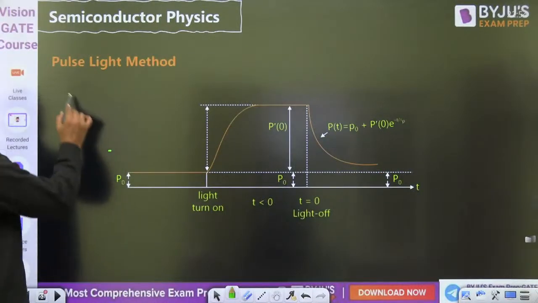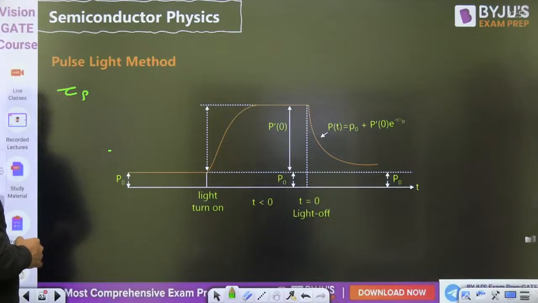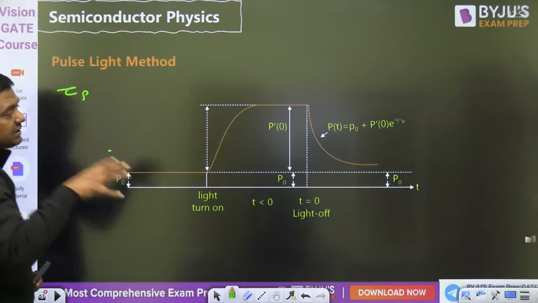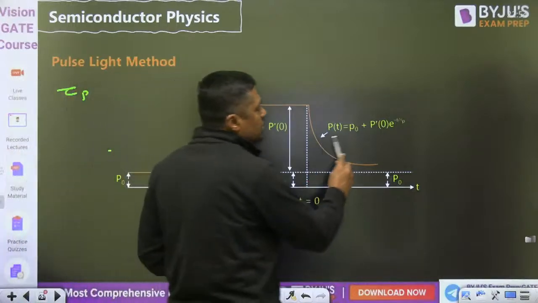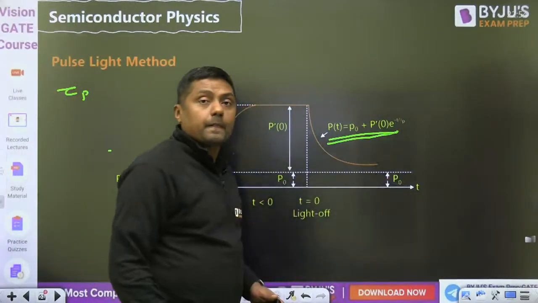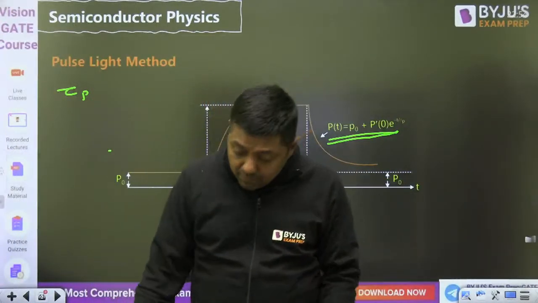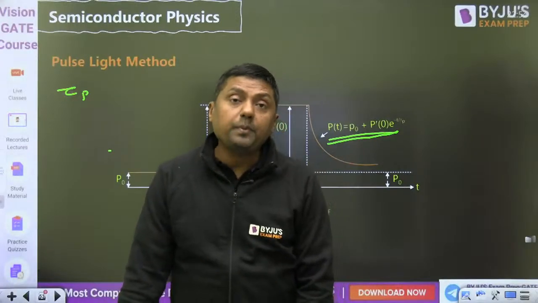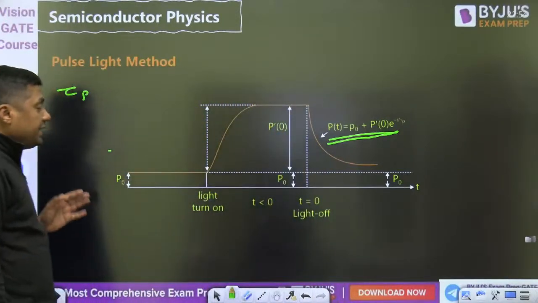With the help of this, we can find the mean lifetime of minority charge carrier, that is tau p, then tau n. This is the n-type bar. We are sending the light, then it will follow this equation. You revise this. I am just giving you the idea about the topics, guys. So this is a pulse light method.